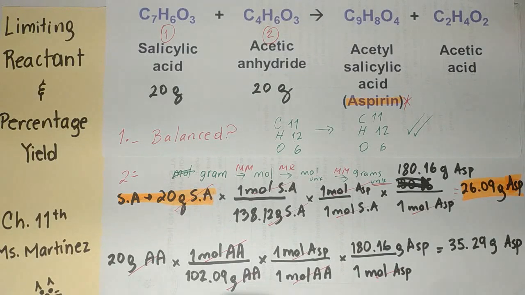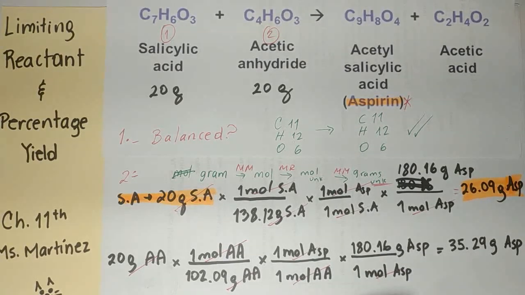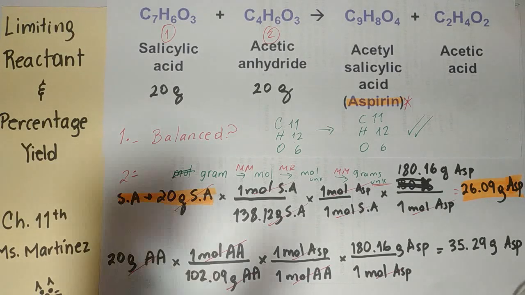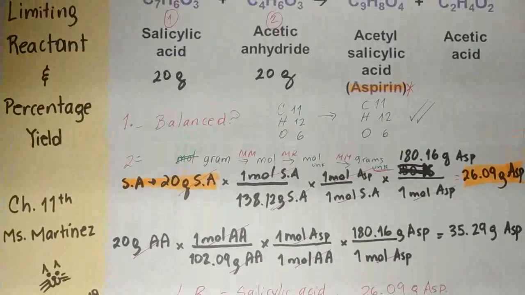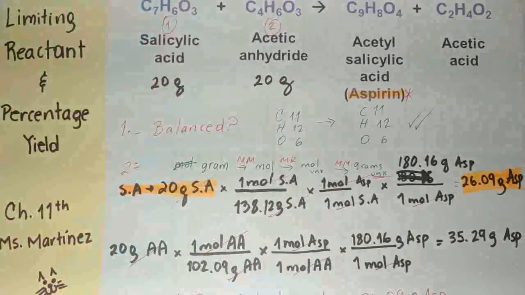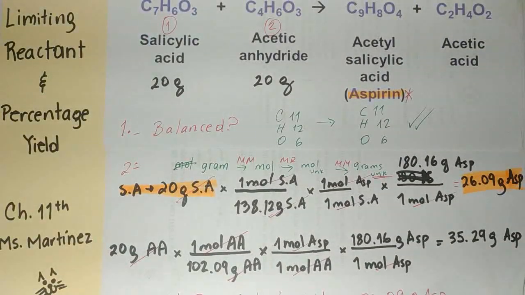In conclusion, the limiting reactant is salicylic acid, and the product is 26.09 grams of aspirin. That was the last topic that we actually saw. But now we're going to continue with percentage yield.